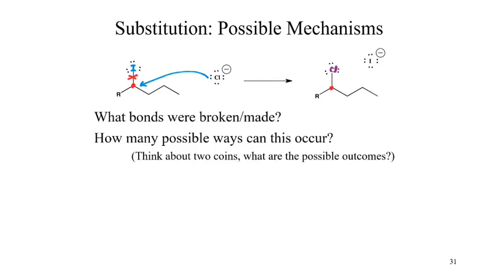Okay, so the idea here is we're thinking about two coins. We can flip and get heads, or we can flip and get tails. Or we could flip and get tails and flip and get heads. Okay, or heads and heads, tails and tails. So what we're trying to do is think of those possible outcomes.